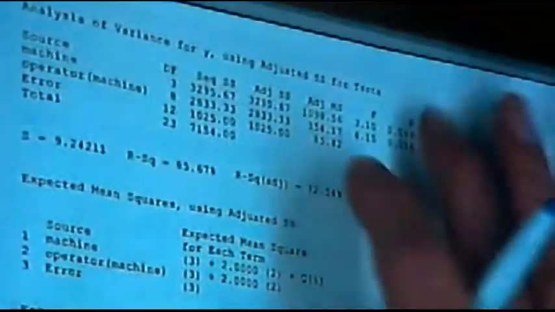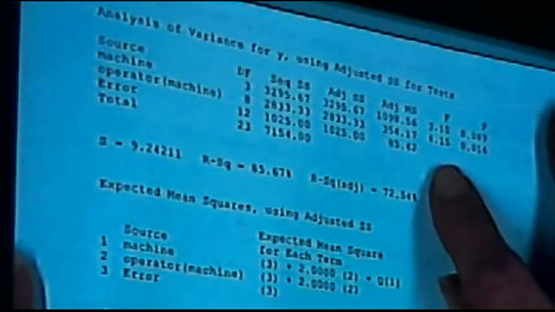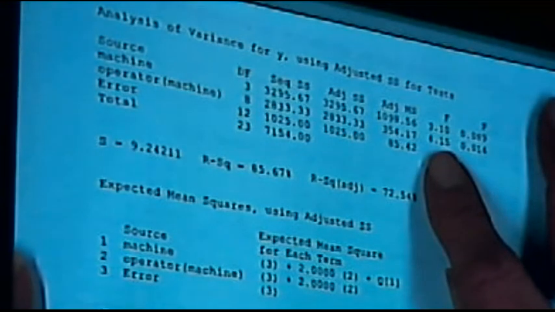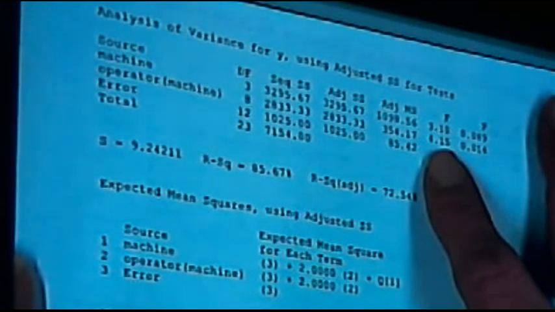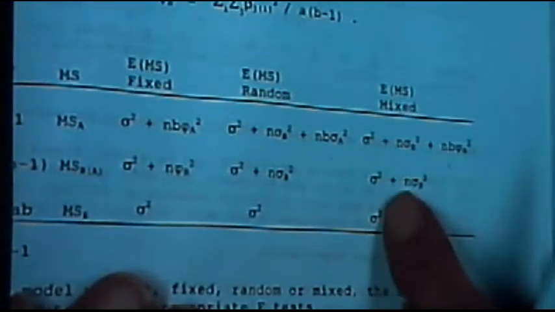So then it produced this analysis of variance table nicely for us, which has an F-test for machine, it has an F-test for an operator. And let's see, this is a mixed model. A is fixed, B is random, right? So if we look at our mixed model results, back on page 2, this is what we should be looking at here. So the proper denominator for testing B within A is the error.